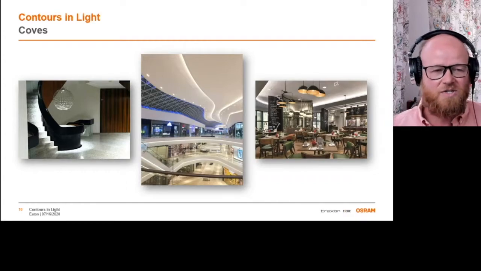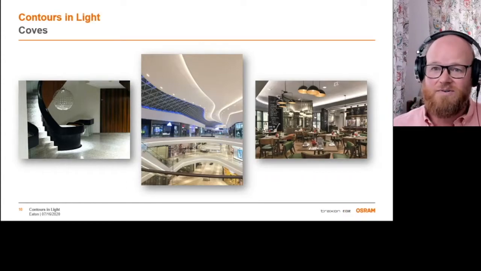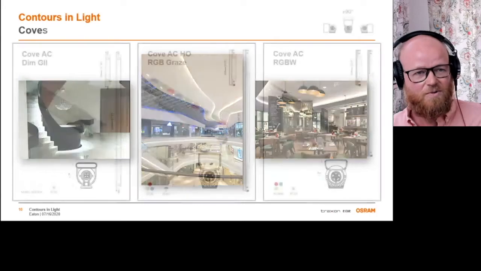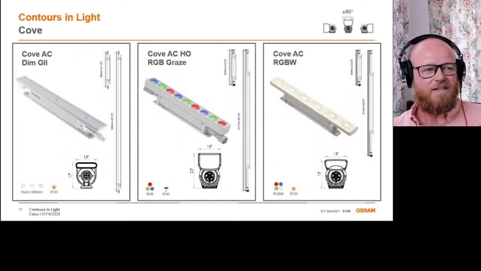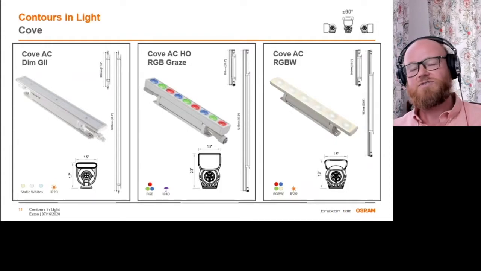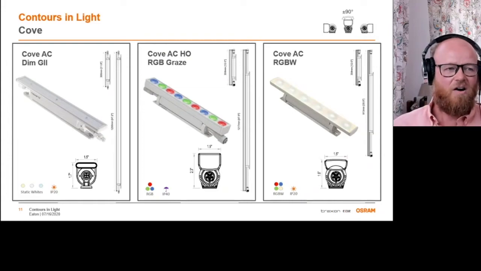These first few applications we've looked at have all been interior applications, and for those we have our line of Cove product, both our white product, the Cove AC Dim G2, as well as our Cove AC HO, the Grays fixtures, and our RGB W fixtures.